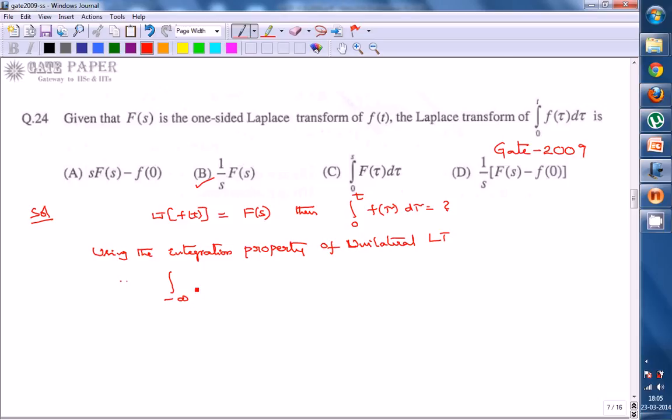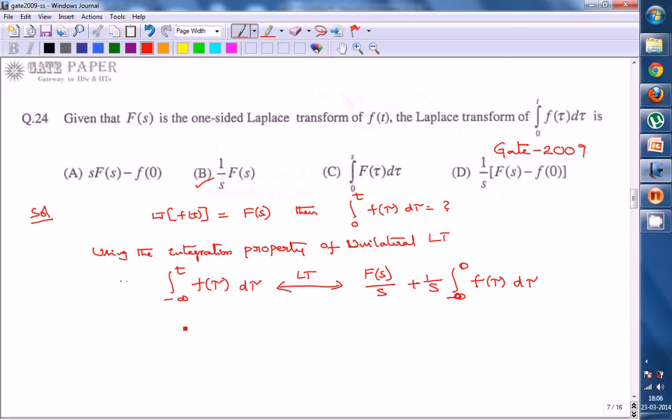the integral from minus infinity to t of f(τ) dτ, by applying the Laplace transform, is F(s) by s plus 1 by s times the integral from minus infinity to 0 of f(τ) dτ.